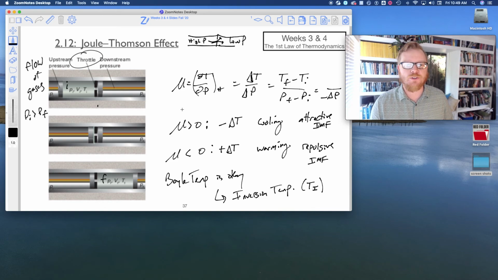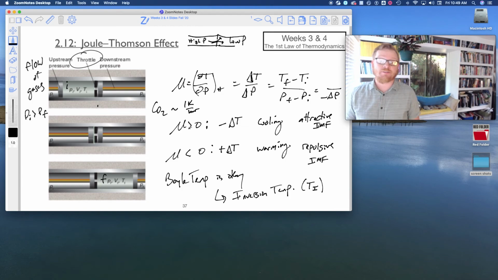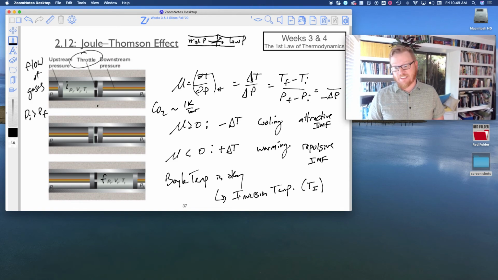Okay, so the mu for CO2 is roughly 1 Kelvin per bar. So, right, it's delta T over delta P, so the units are Kelvin per bar. And so what that means is for every bar that a sample of CO2 is expanded, it cools by 1 Kelvin. So consider now an old school fire extinguisher that actually has CO2 in it. Not the dry, powdery stuff, but an actual old school carbon dioxide fire extinguisher.